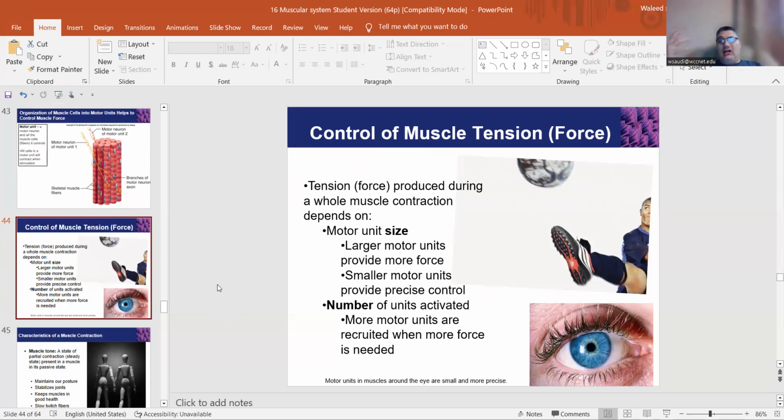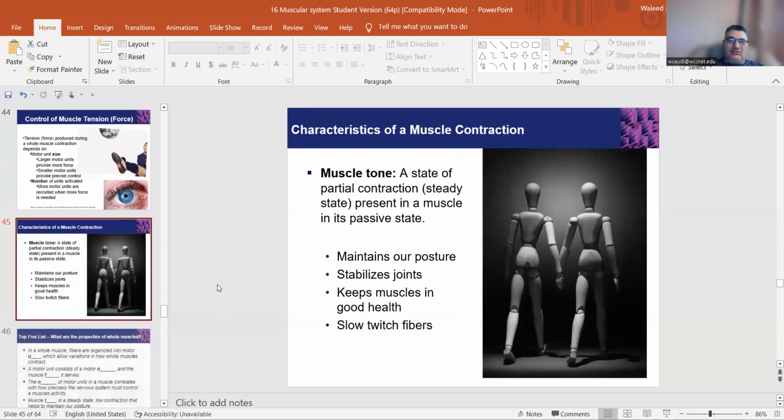So now, how do I control my muscles? I need more force, recruit or utilize more motor units. I'm doing a lighter job, okay, recruit or utilize fewer motor units, and so on.